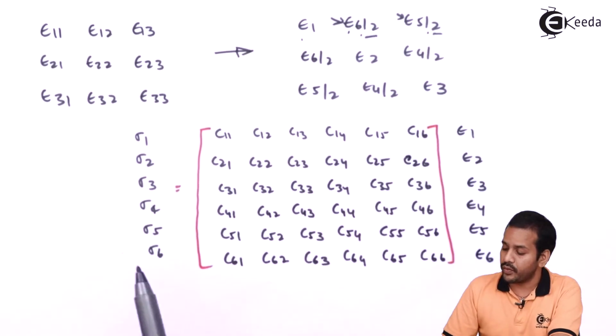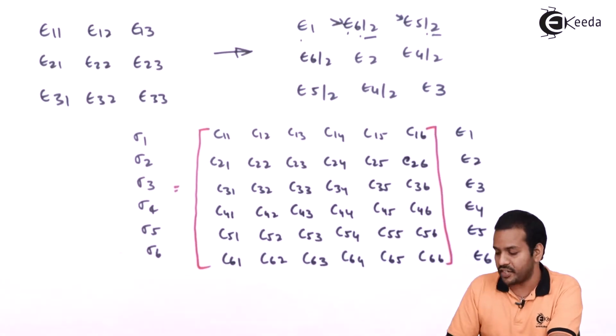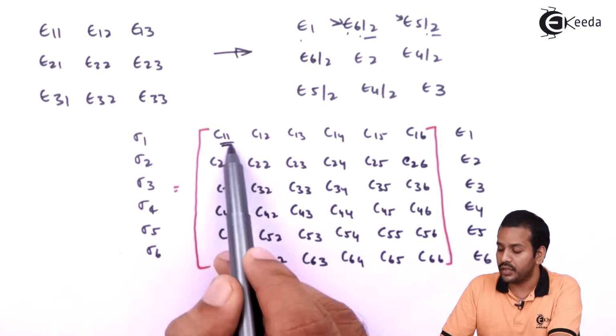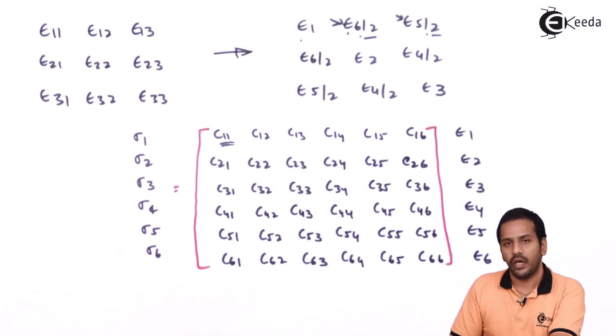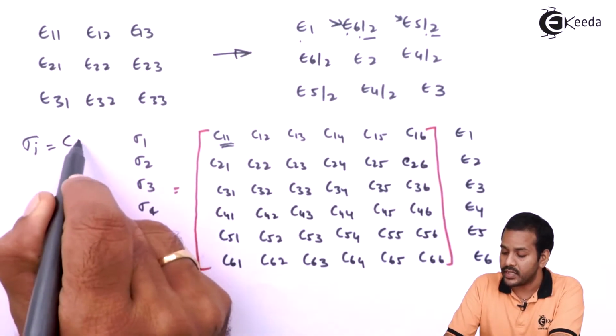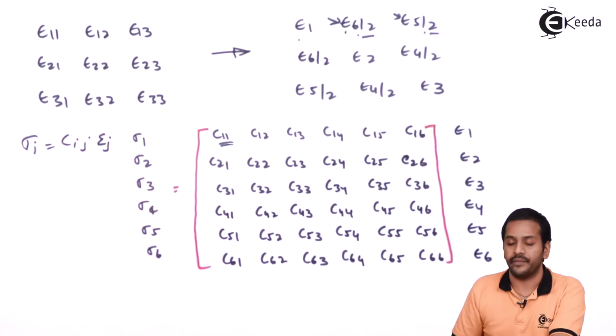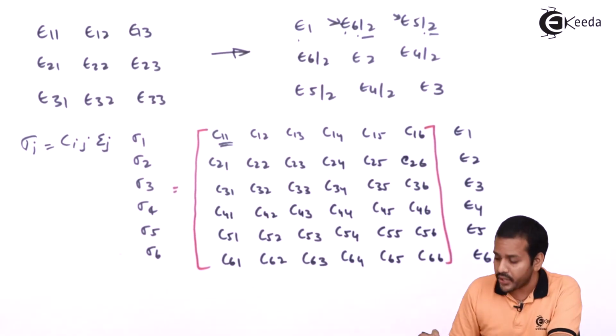Now, in this contracted notation, I can represent my constitutive relation in this fashion, which is very easy to look at and easy to write also. Here we wrote four indices. Instead of writing four indices, it has been contracted into two indices, and it is very simple also. And if you want me to represent this in the tensorial form, this can be represented as sigma i is nothing but C ij epsilon j, which is very simple. So this is the contracted form.